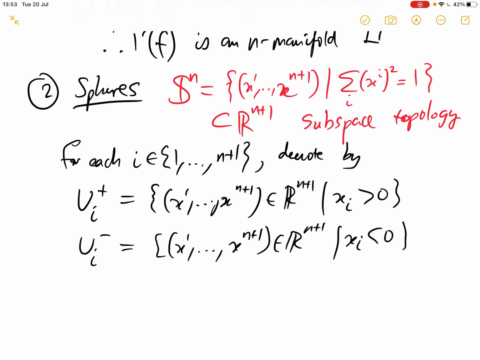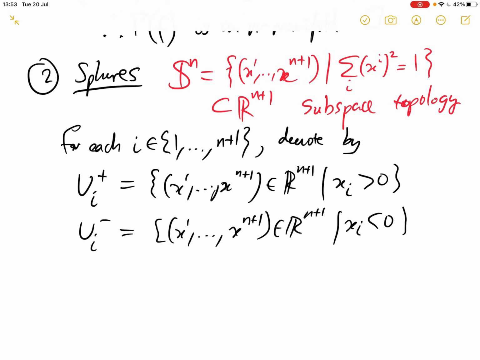And then these Ui+ and Ui- will cover all of S^n, and every point of S^n will lie in at least one of these Ui+ or Ui-, because there's no point of S^n where every coordinate is 0. So every point has at least one coordinate that's either positive or negative, so every point lies in at least one of these sets.